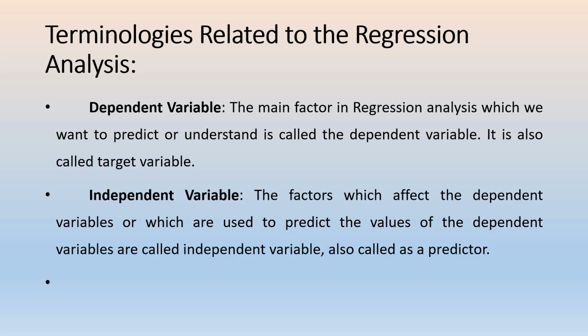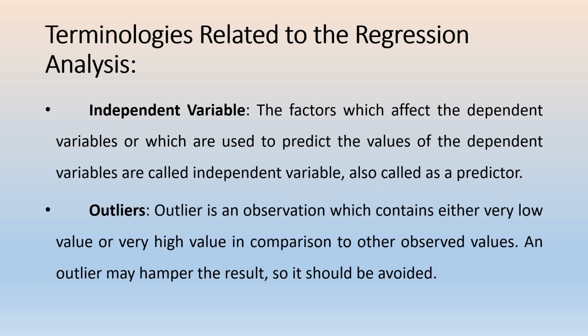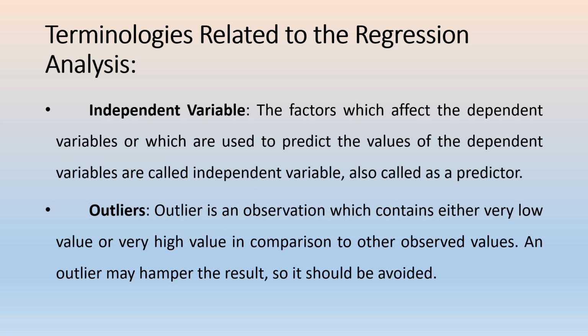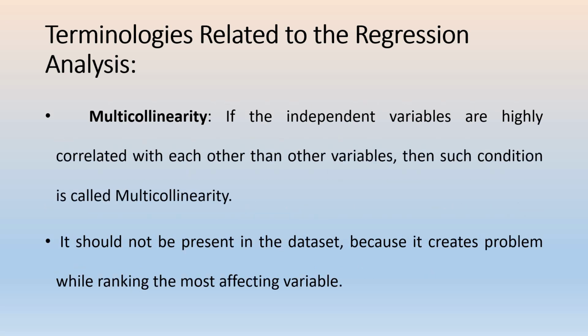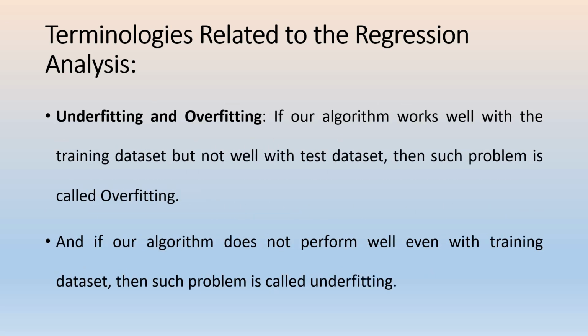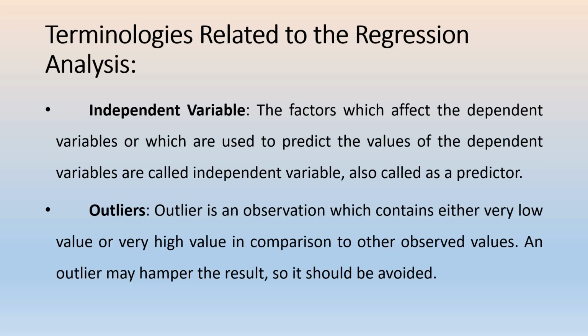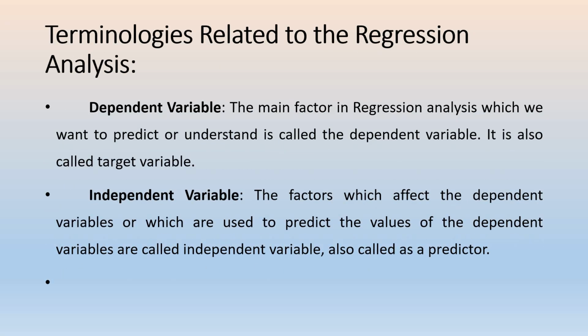In today's session, I would like to give clear information regarding the terminologies related to regression analysis. So, what are the various terminologies that we are going to see now? Number one, dependent variable. Number two, independent variable. Three, outliers. Four, multicollinearity. Five, underfitting. Six, overfitting.